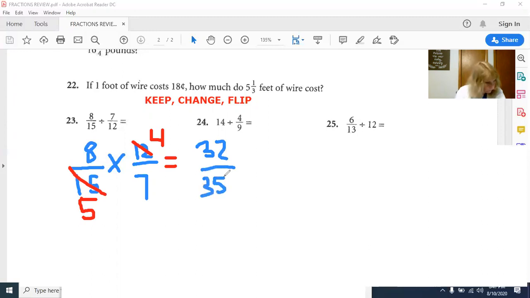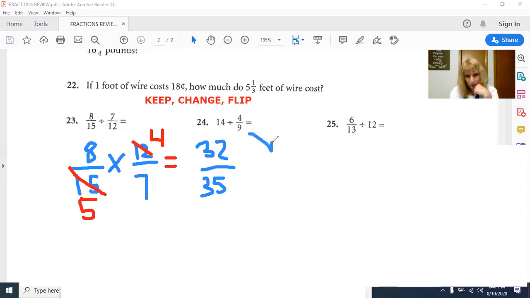What did you have? You had 28/90. Oh, you did not flip your second fraction. So keep the first fraction, change the sign to multiply, flip the second fraction. My guess is that's what's going to happen on number 24 and 25 as well.